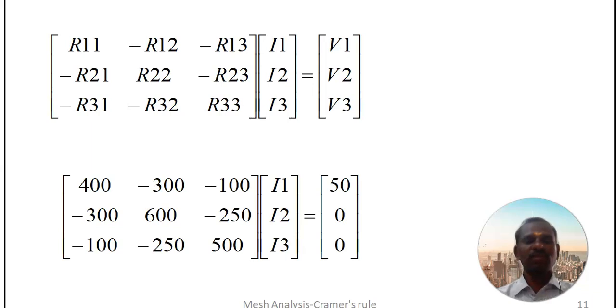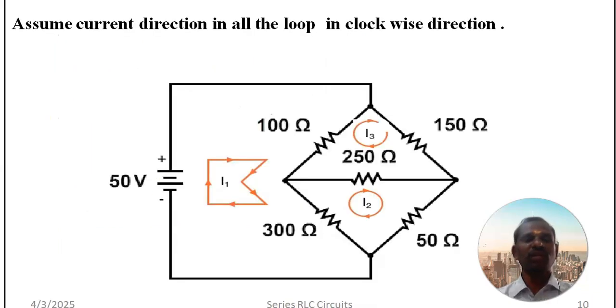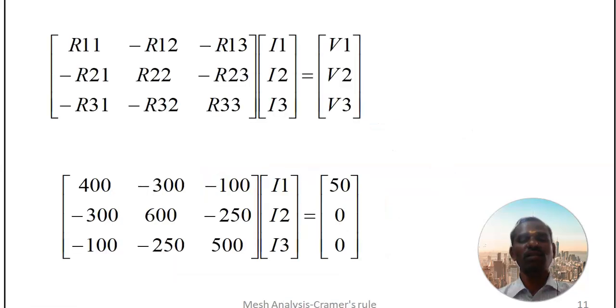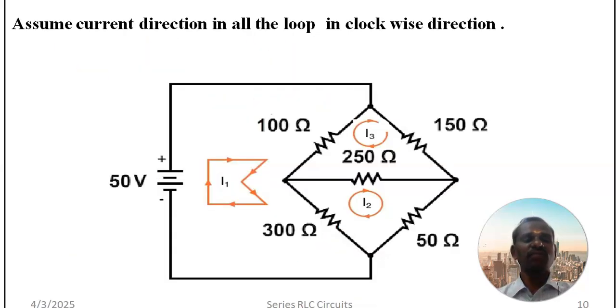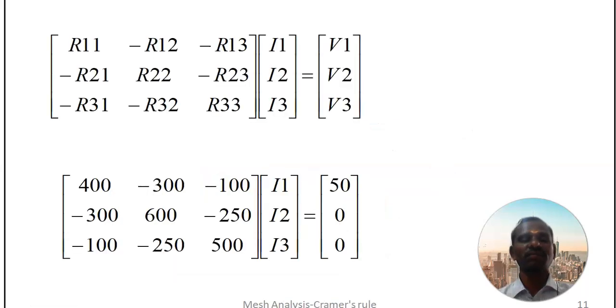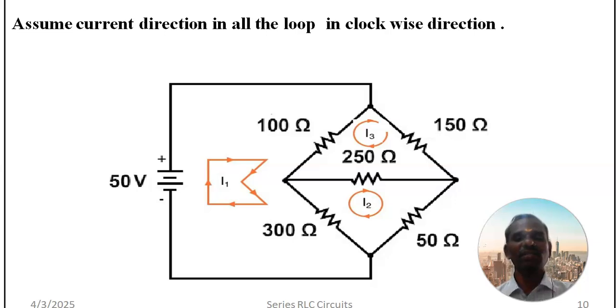If you want to substitute your R11, just look into that. Just add all the resistance in loop 1. In loop 1 we can see 300 plus 100, so it is 400. Likewise for R12, it is the common element between your first loop and second loop. The common element is 300. Since the current directions of I1 and I2 are opposite, it has been put as minus 300. And likewise for R13, which is the common element between your first loop and third loop, since the current direction is opposite, I have put it as minus 100.